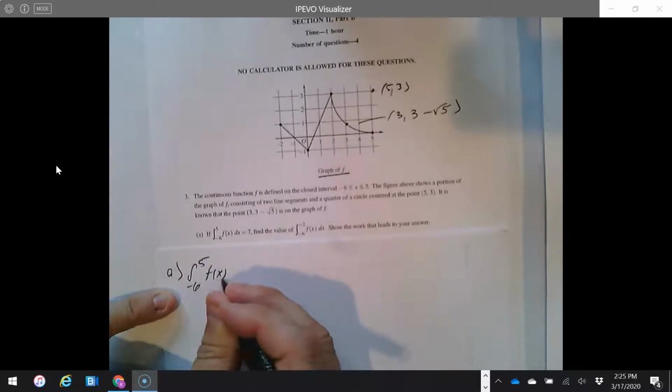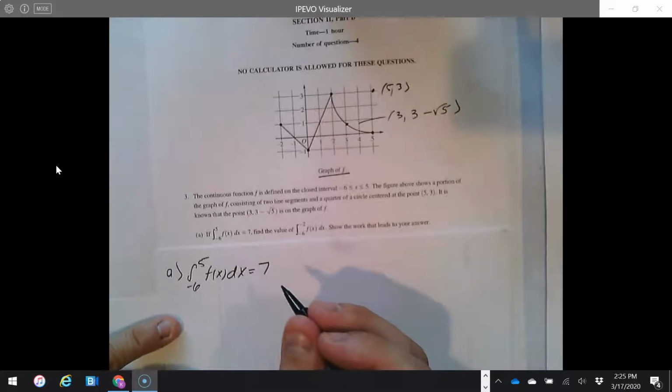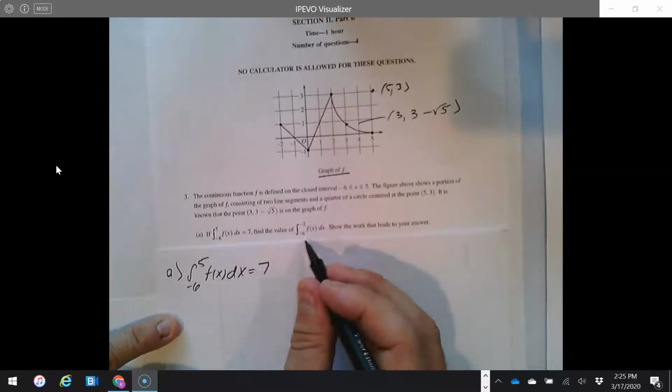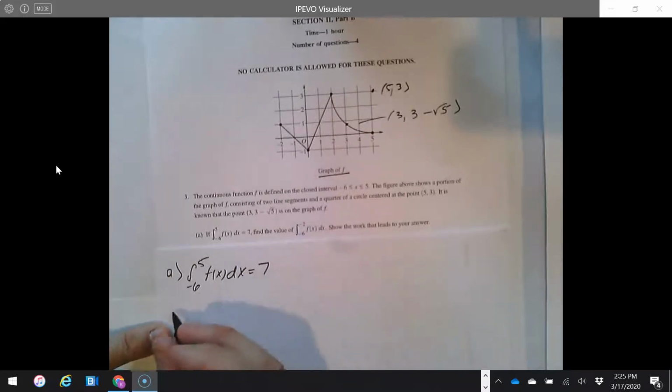Well, I can see the part of the graph from -2 to 5, but I can't see the part of the graph from -6 to -2. So that's going to be a little bit tricky. Fortunately, they gave me some information. We know that the integral from -6 to 5 f of x dx is equal to 7. And they want me to find the area from -6 to -2.